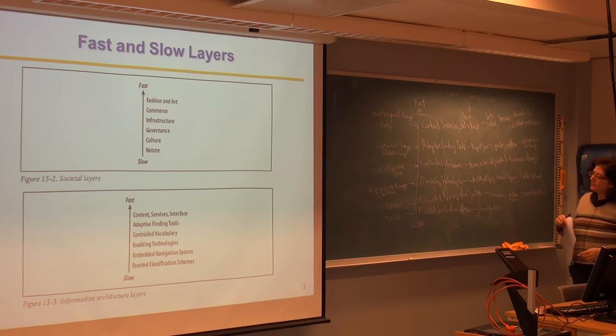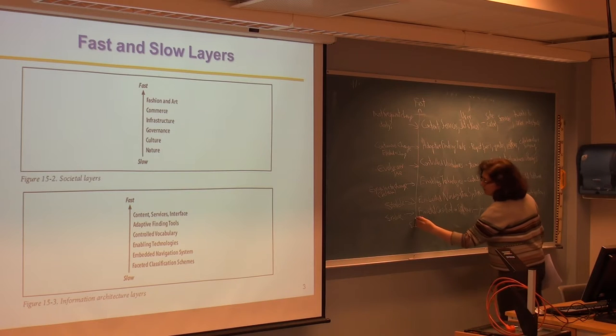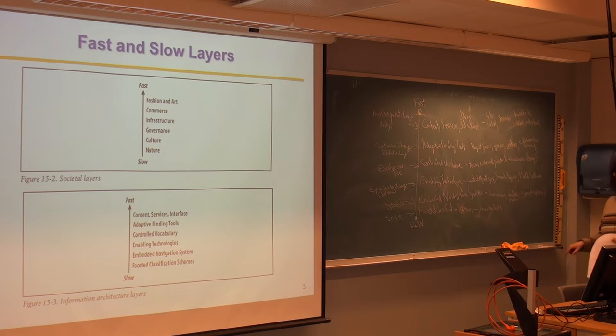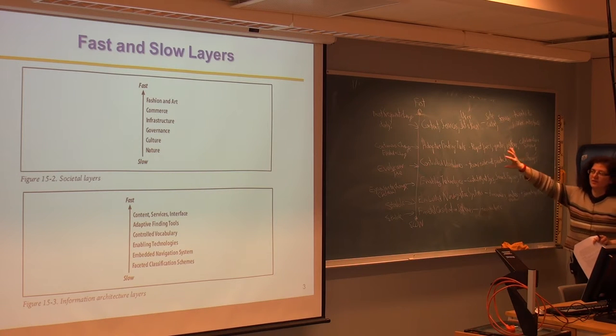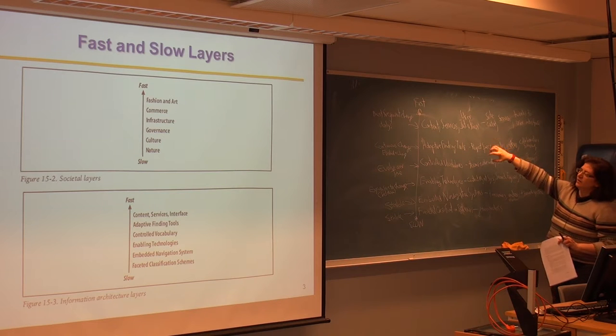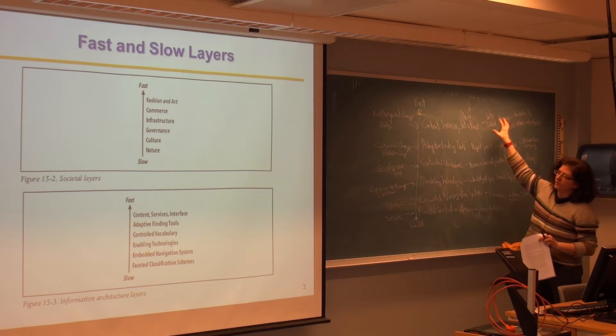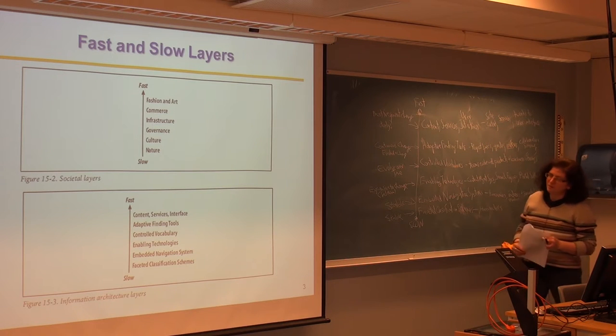Okay. So here we have, these are slow changes and these are fast changes. So your hard structure and systems are slower to change. The vocabularies and the guidelines and the actual indexes, words, and the collaborative filtering, and the content on the site all change more quickly.